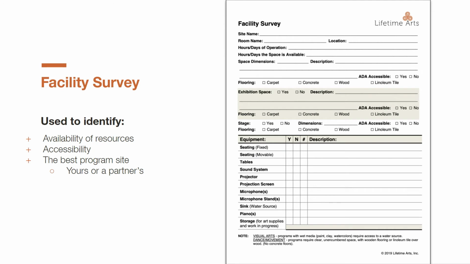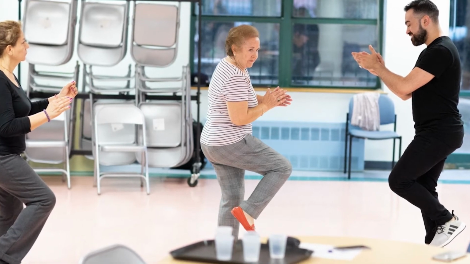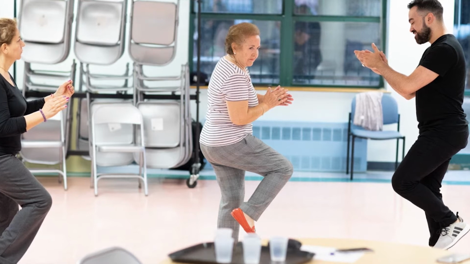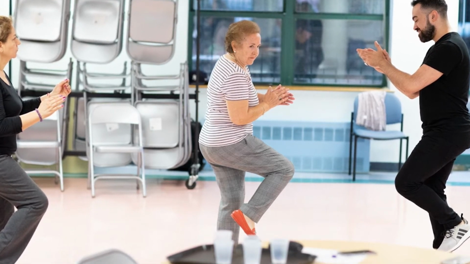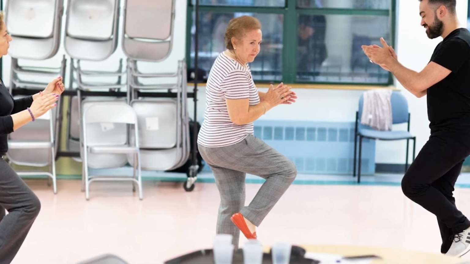To start, let's take a look at the available spaces you have access to. The facility survey will help you determine whether your space is appropriate for the arts program you would like to offer. This brief survey asks you to consider the physical space and its accessibility and will help you to highlight any resources which may lend themselves to a vibrant program. Let's say there's a bright and sunny multi-purpose room that would be perfect for a movement and dance workshop, but the floor is concrete. So unfortunately, that space would not be appropriate for movement and dance.